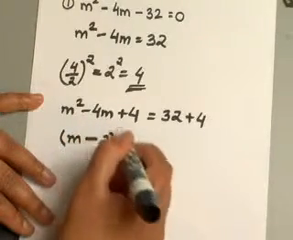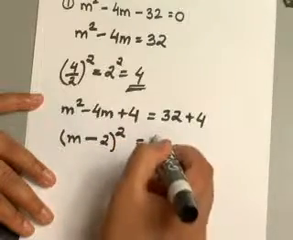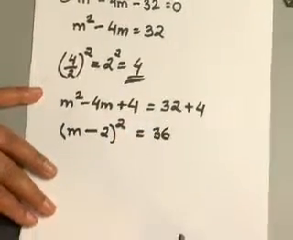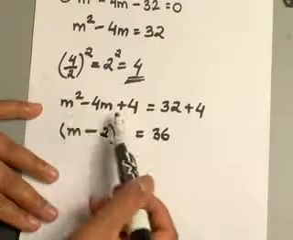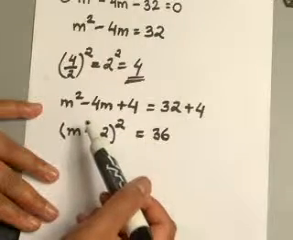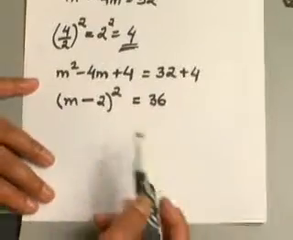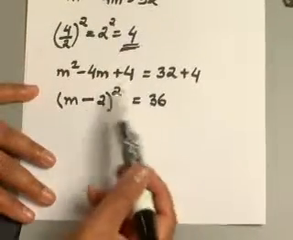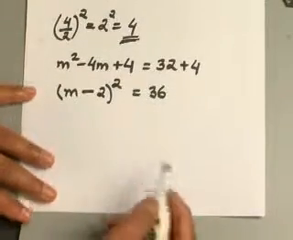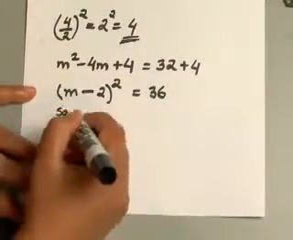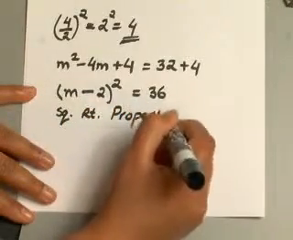Now you can factor the left-hand side, and this will factor into m minus 2 quantity squared, and 32 plus 4 will give you 36. Now again, if you're not sure how to factor perfect square trinomials, go back and look at the review factoring section to help you out with this. So now once you factor your left-hand side and you add up your right-hand side, you are ready to use the square root property.